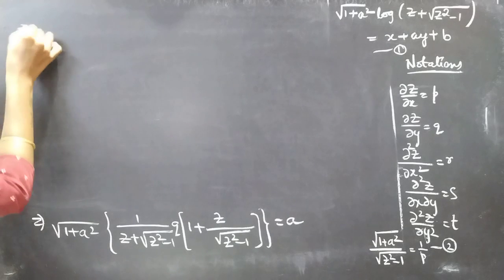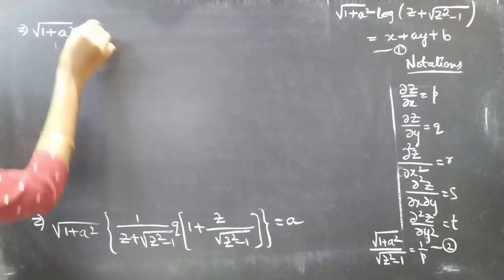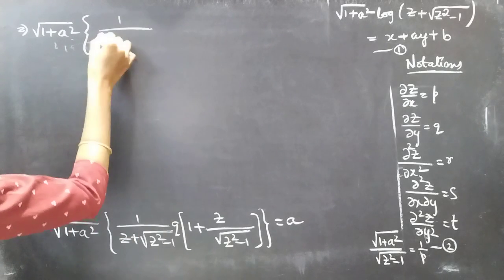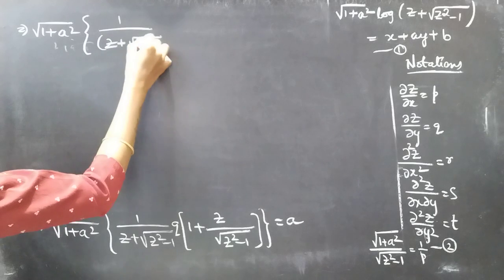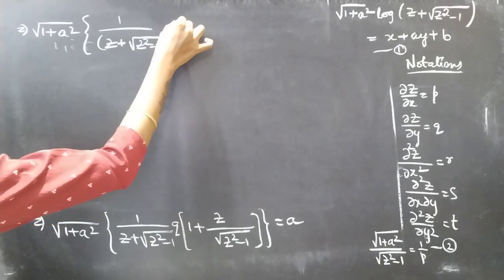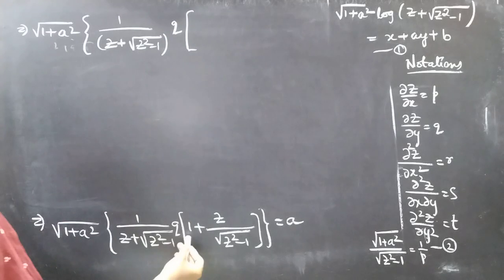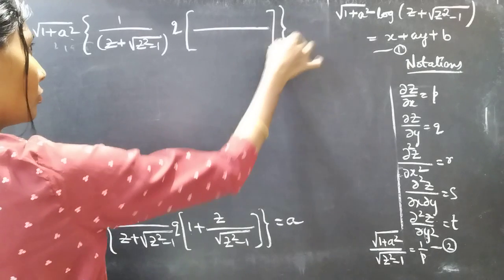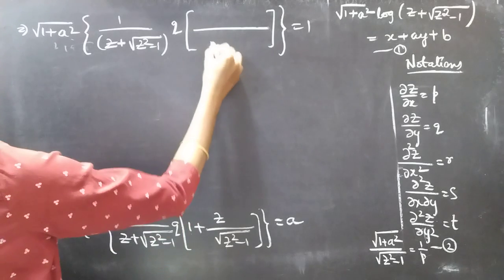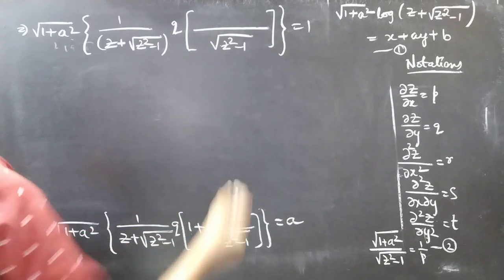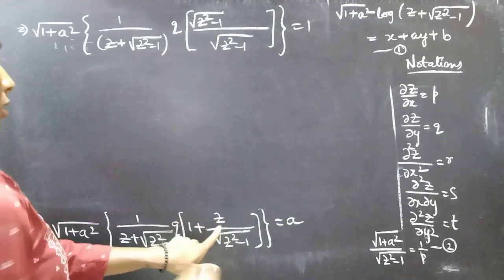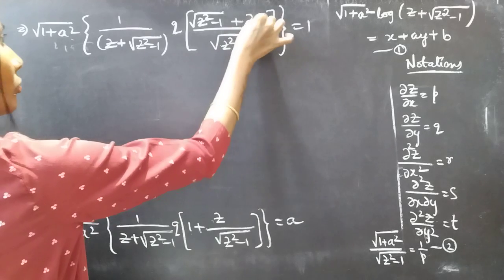This gives us square root of 1 plus a square into, we can write this fraction as 1 by z plus square root of z square minus 1 into q into, just simplify 1 plus z by square root of z square minus 1. Just take the LCM. Here z square root of z square minus 1 is the LCM. In the numerator you will get 1 into square root of z square minus 1 is square root of z square minus 1 plus z. Clear.